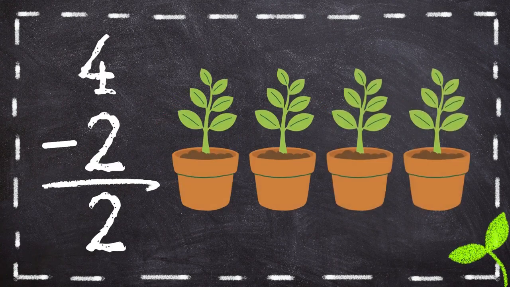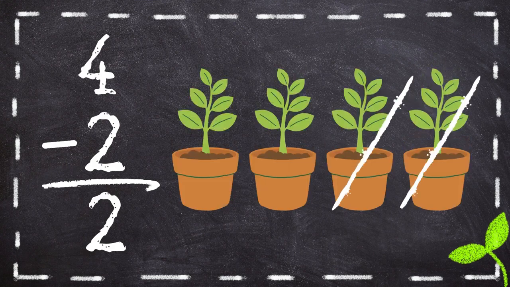Your mother has bought 4 plants. Accidentally, 2 fell down. Now how many will remain? 2 will be the remaining.